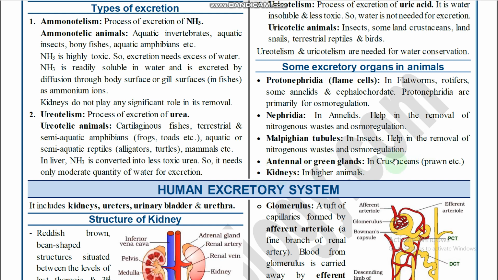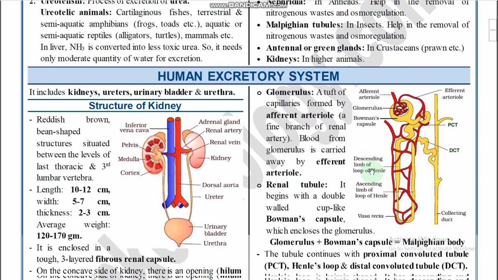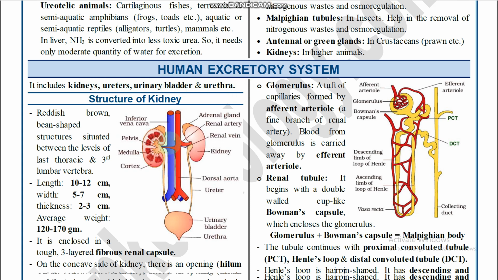Antennal or green glands are also in arthropods, in aquatic crustaceans like prawns and crabs. And in higher organisms, all excrete through the kidneys. The human excretory system includes kidneys, ureters, urinary bladder and urethra. What are the components of the human excretory system? Kidneys, ureters, urinary bladder and urethra, right.